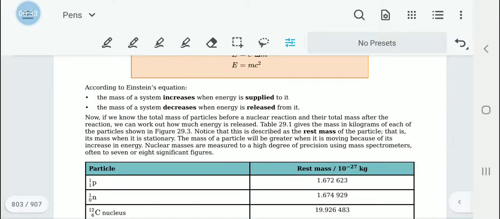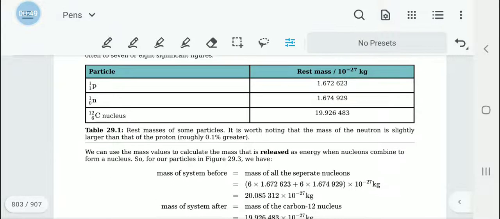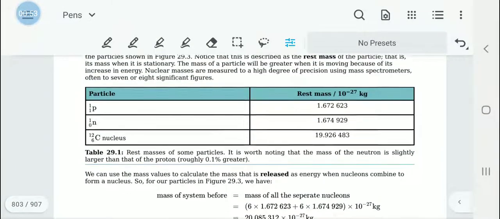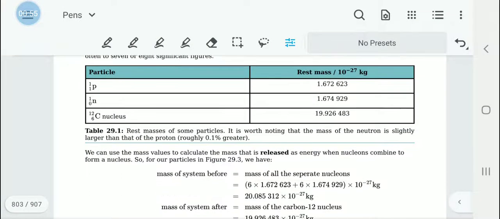Write down underneath that: the mass of the system increases when energy is applied to it, and the mass of the system decreases when energy is released from it, according to this equation. So this is the mass defect scenario.